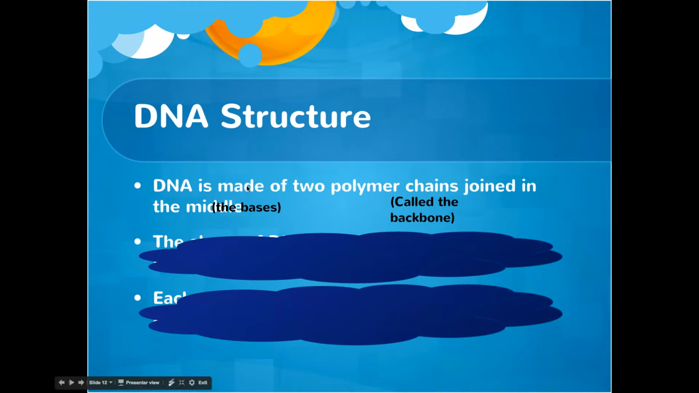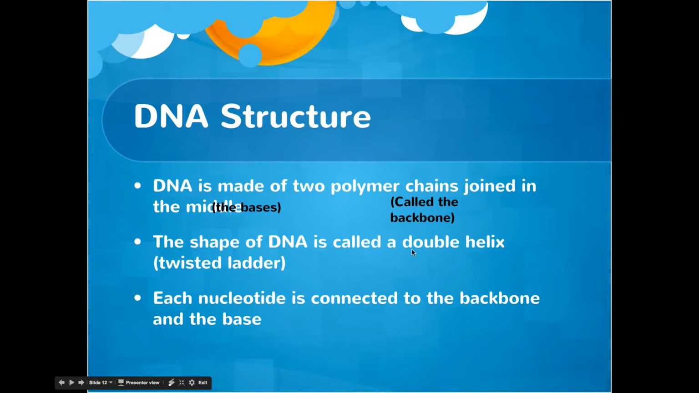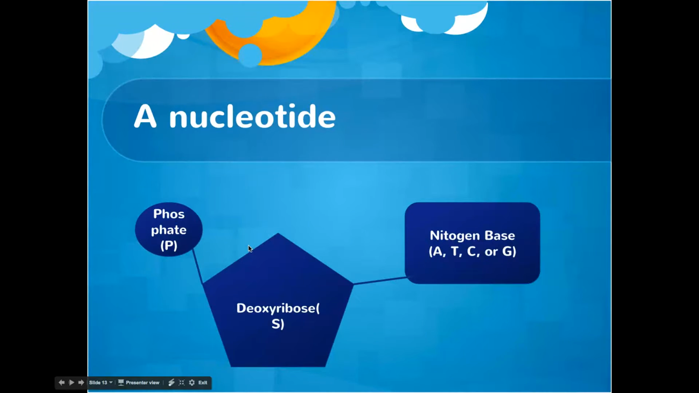So, like I said, DNA is made of two polymer chains joined together in the middle, the bases and the backbones, and two of those will come together to join. And that is what's going to make us have a double helix, this twisted ladder shape, because we have two polymers running next to each other. You're going to see that the two kind of make a ladder shape. Let's show you what this looks like.